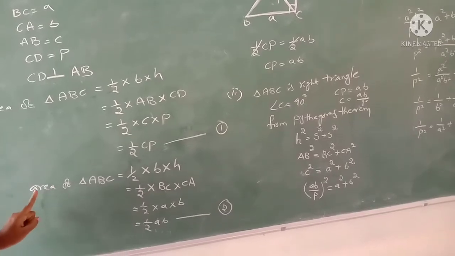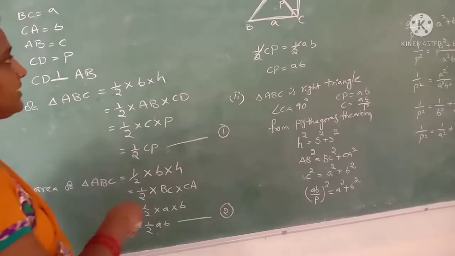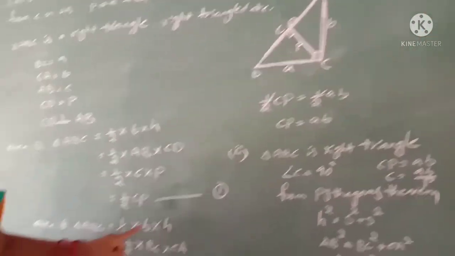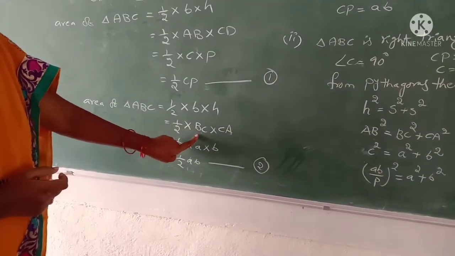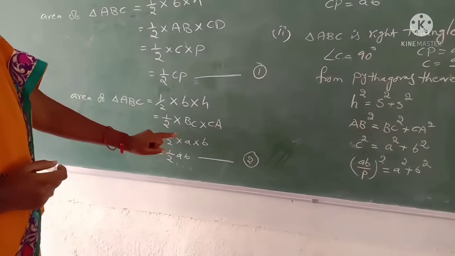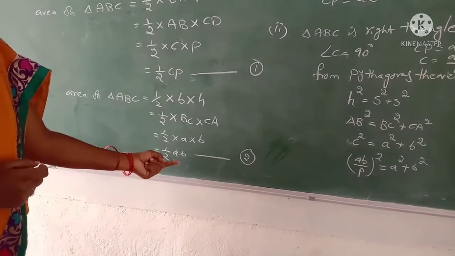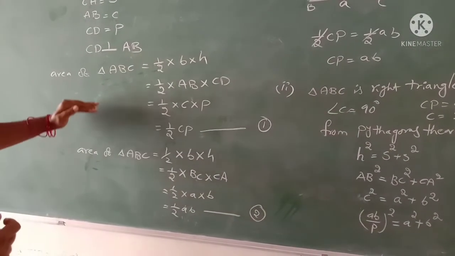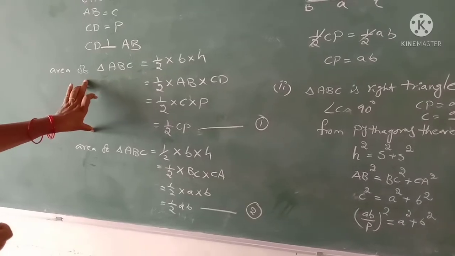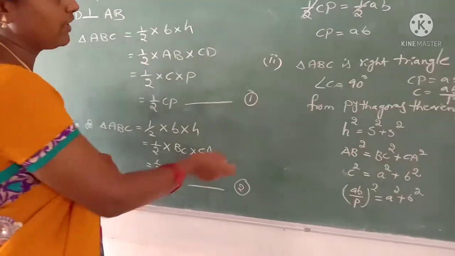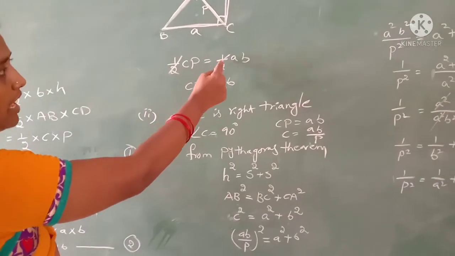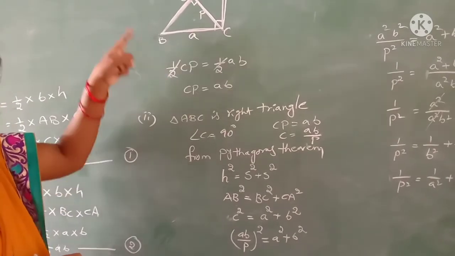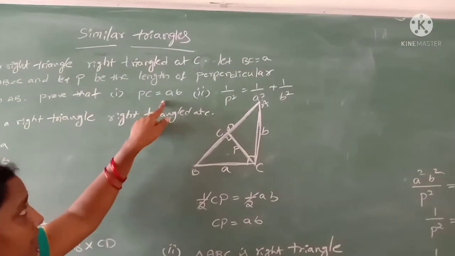Next we take the area of triangle ABC. This time we take the base BC and height CA. So half into base into height, we substitute half into base BC into height CA. We get the answer half AB. This is equation 2. We observe these two areas of triangle ABC are the same, so these two values are equal. So write half CP equals half AB. So cancel half, write CP equals AB. This is the first condition. So we proved the first condition.